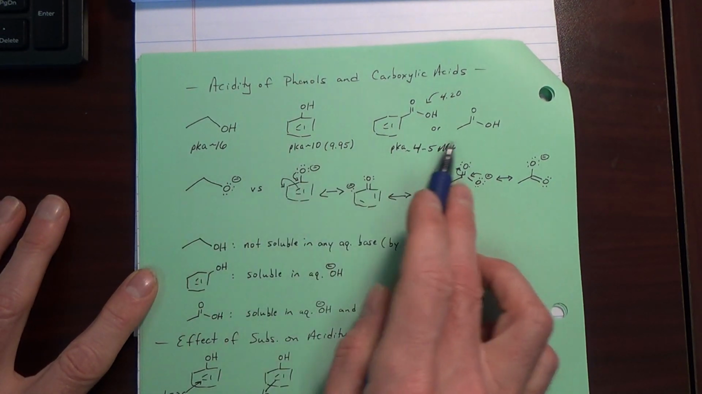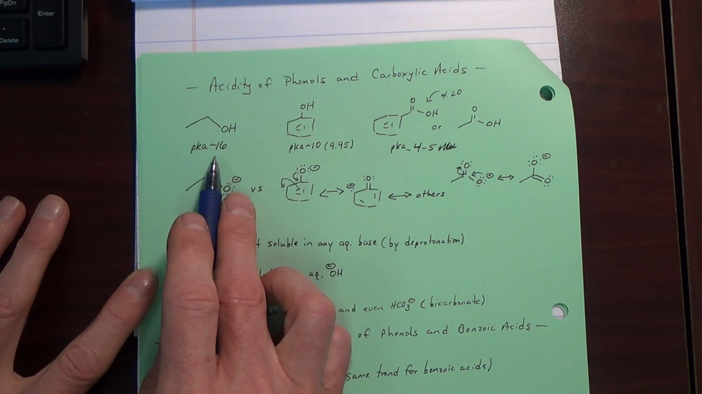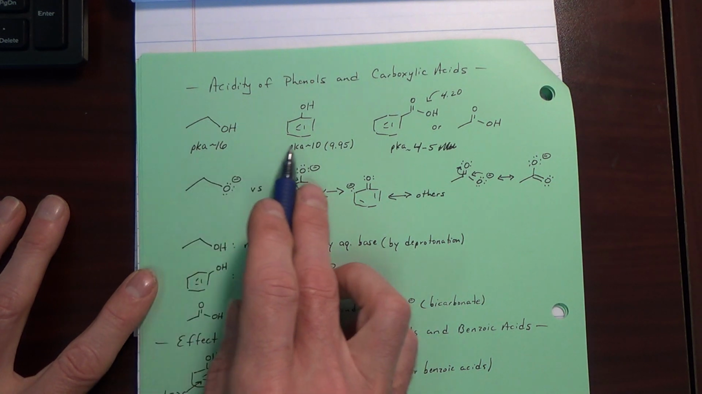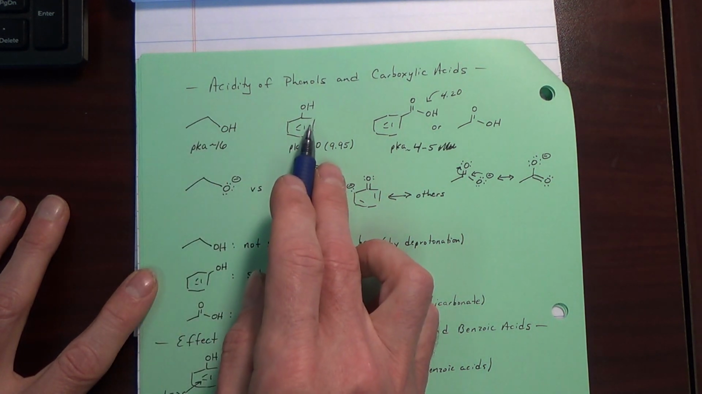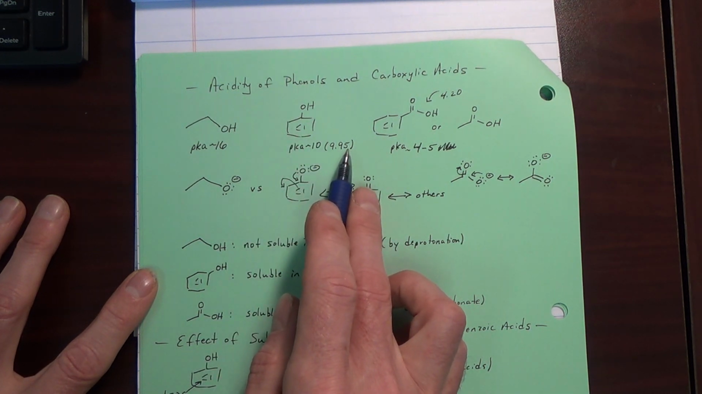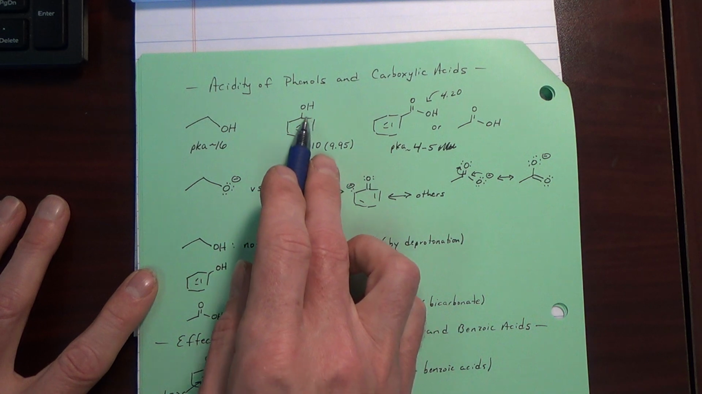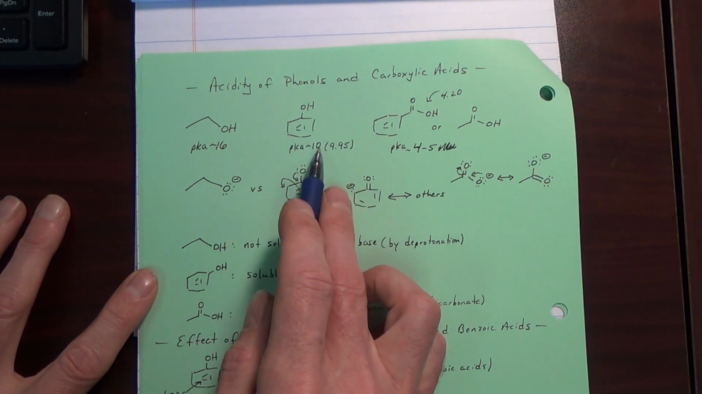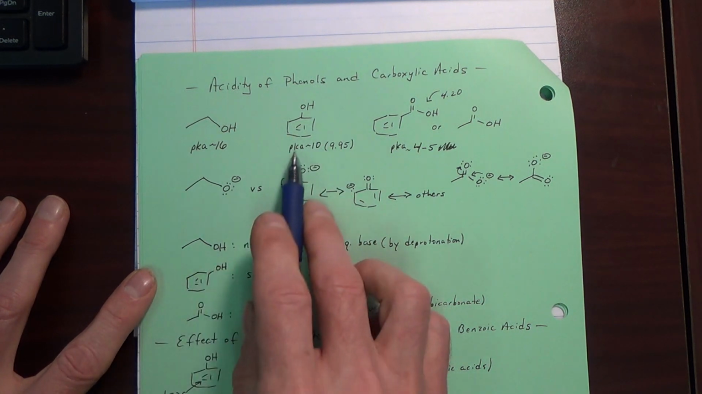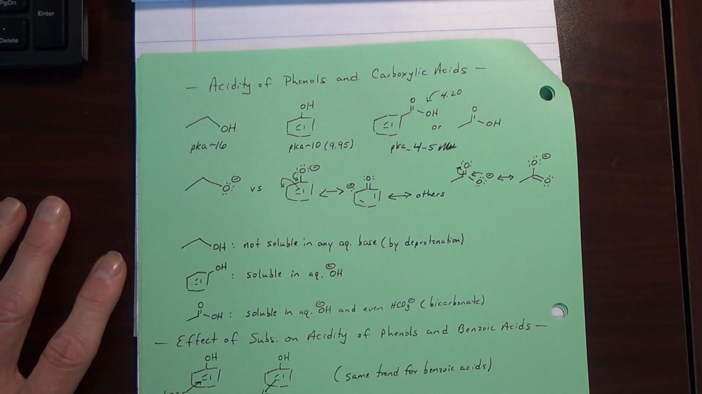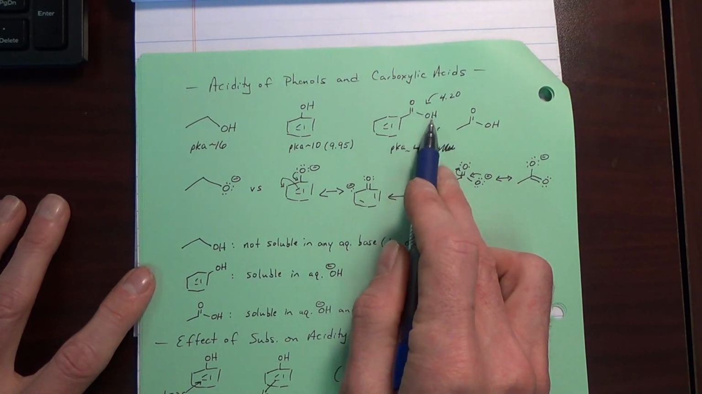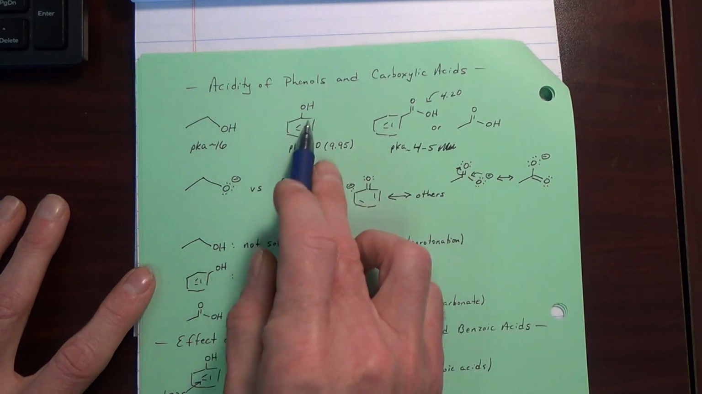I'll give you some pKa's. Alcohol has a pKa of about 16. It's similar to water, if you remember. Phenols are more acidic than alcohols, pKa of about 10. Phenol itself is 9.95. This pKa can vary greatly depending on the substituents on the benzene ring, and we'll talk about that. And then a carboxylic acid is typically about 4 to 5, even more acidic than a phenol.